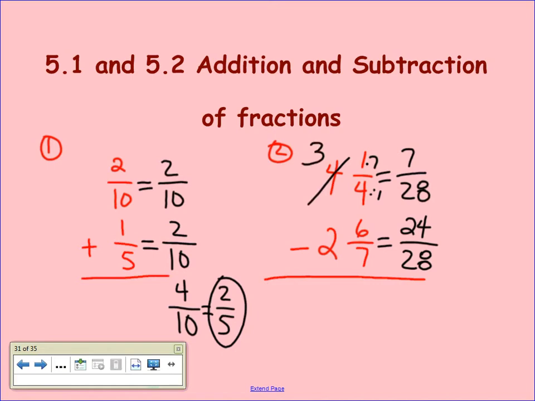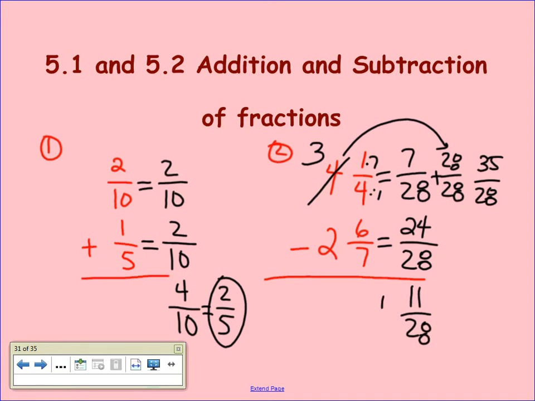In this particular problem, we'll take one whole from 4, and I'm just going to go through this so you can see it. What you're actually doing is taking one whole, and my denominator is 28, so I'm going to make 28 over 28, which I got from here, and I add that on. So 7 plus 28 is 35 over 28. And from there, now I can subtract. 35 minus 24, which is 11 over 28. And then rather than subtracting 4 minus 2, I have 3 minus 2, which is 1. 1 and 11/28ths. So if you have any questions about that, make sure to ask me on Tuesday.